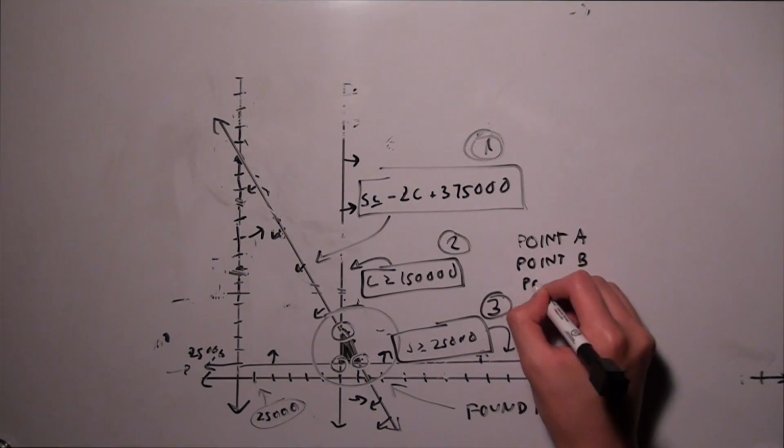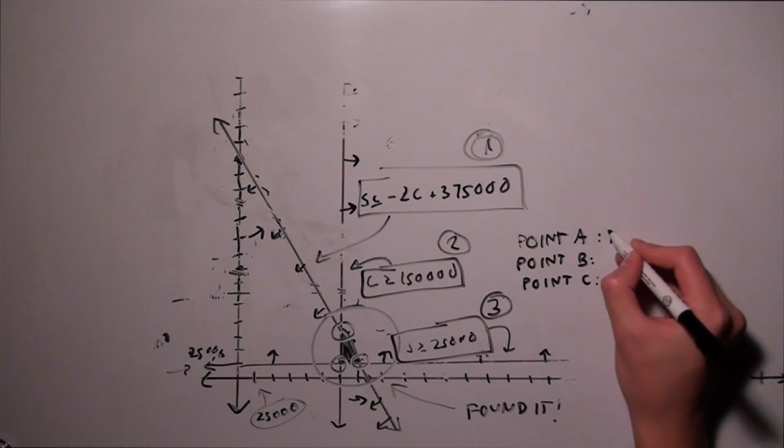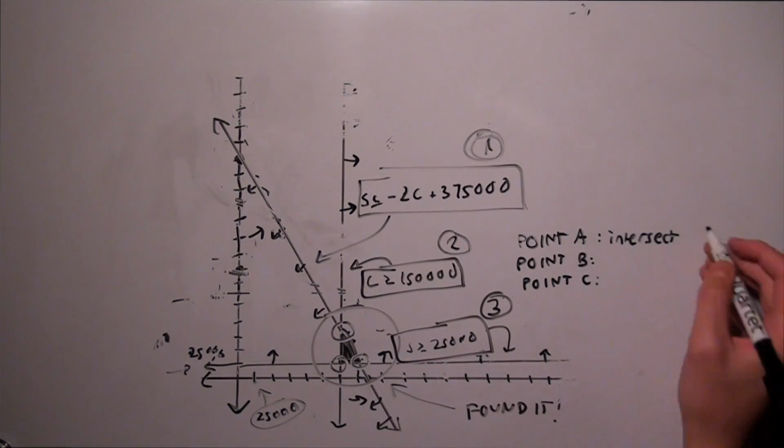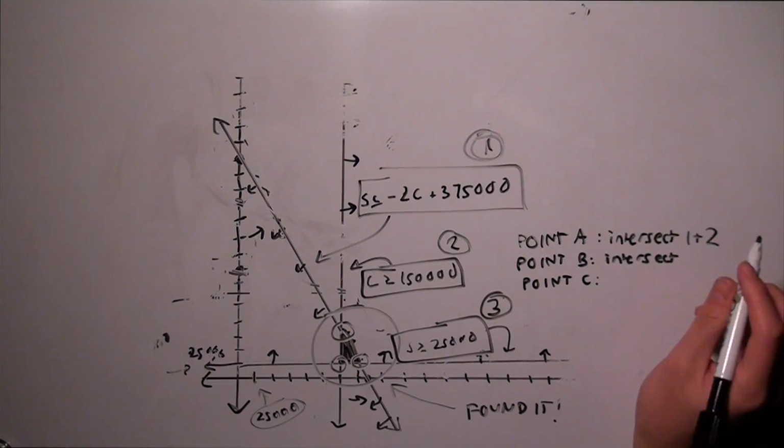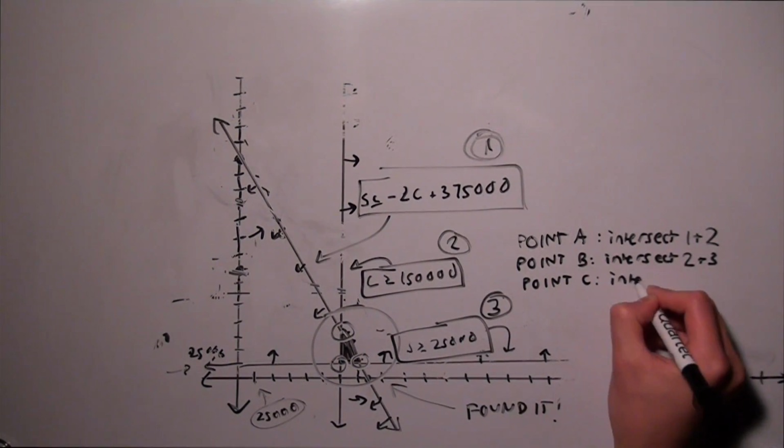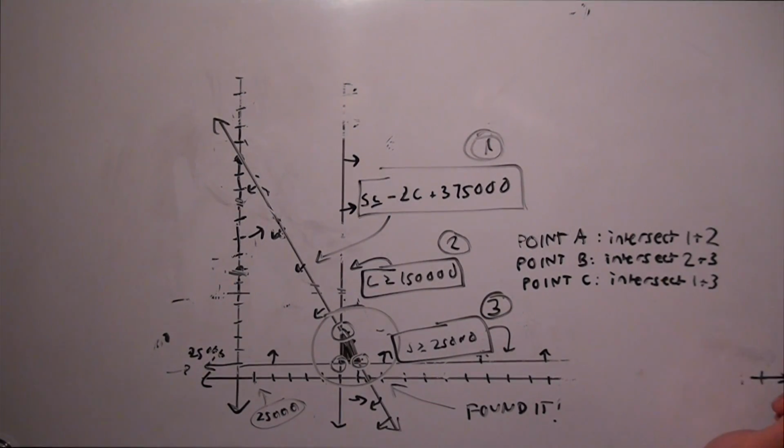So we're going to call point A the one on the top left, point B the one on the bottom left, and point C the corner on the right. So let's say that point A is the intersection of 1 and 2, point B is the intersection of 2 and 3, and point C is the intersection of 1 and 3.